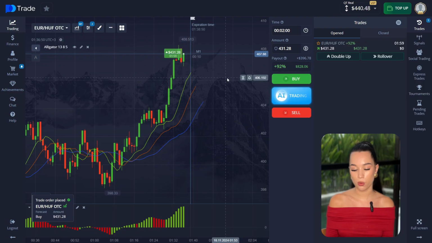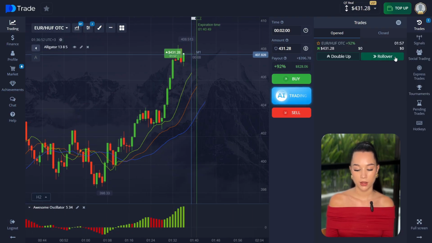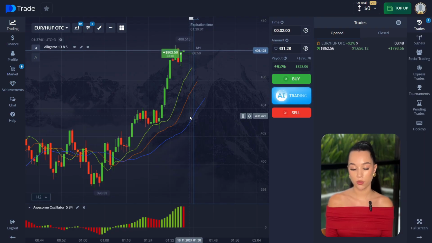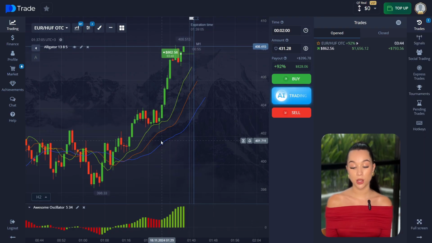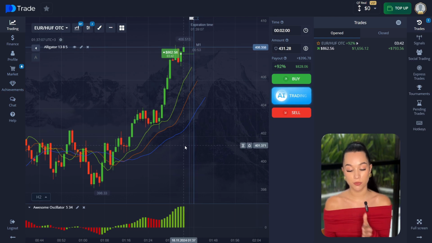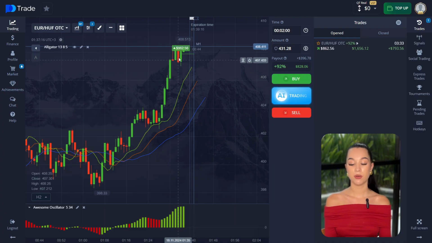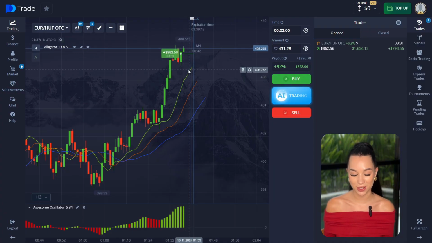So here I would open a trade, firstly for half the amount of my balance, and then I plan to open a rollover. So here it is, I open a rollover, and as you can see, boom, we have another 2 minutes on our trade, but also the amount of money per trade is doubled. Because we put like $431 per trade, now it's $862, right? So I just put all of the money that I had in my account.